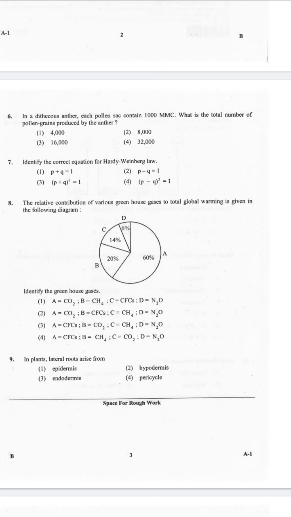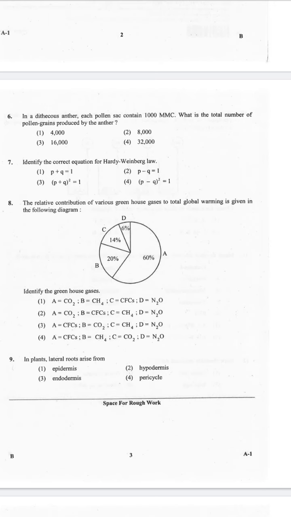And let's see the solution. Total pollen sacs or microsporangia in a bilobed dithecous anther are 4. Each pollen sac has 1000 microspore mother cells, so the total microspore mother cells in 4 pollen sacs is 4 into 1000 equals 4000. Meiosis produces 4 pollen grains or male gametophytes. Meiosis in 4000 microspore mother cells will produce 4000 into 4 equals 16,000 pollen grains or male gametophytes. Hope you understood this one. Now let's go to the seventh question.